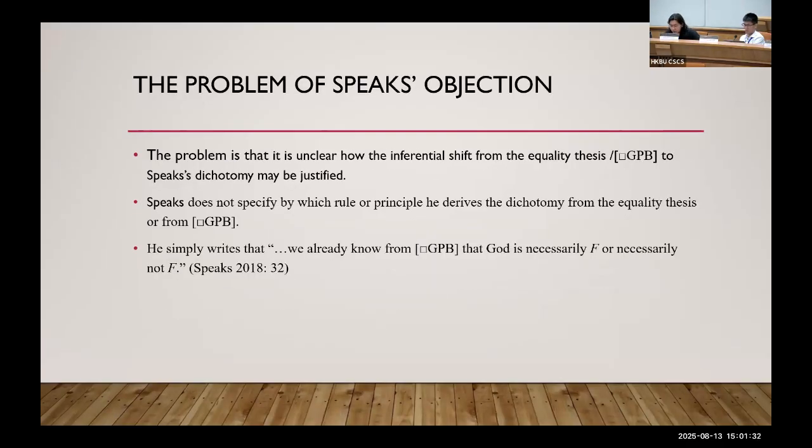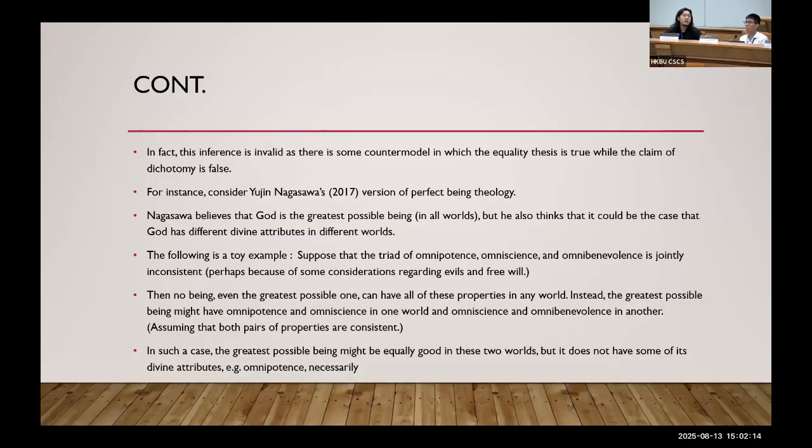And we frame the problem as follows: it's unclear how the inference from the equality thesis, or box GPB, to Speaks' dichotomy may be justified. Actually, Speaks does not specify by which rule or principle he derives the dichotomy from the equality thesis or box GPB. He simply writes that we already know from box GPB that God is necessarily F or necessarily not F. In fact, we think the inference is invalid, as there is some kind of model in which the equality thesis holds while the claim of Speaks' dichotomy is false.